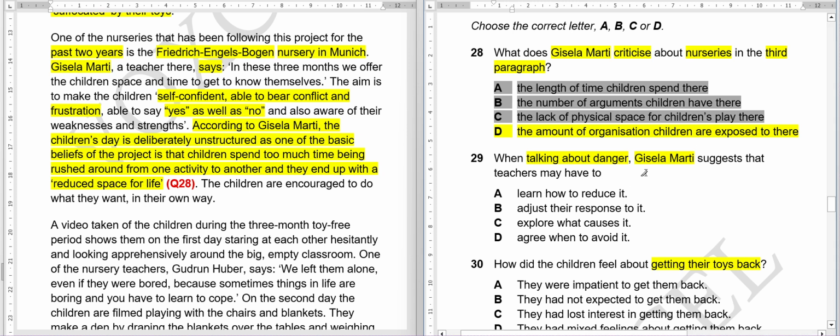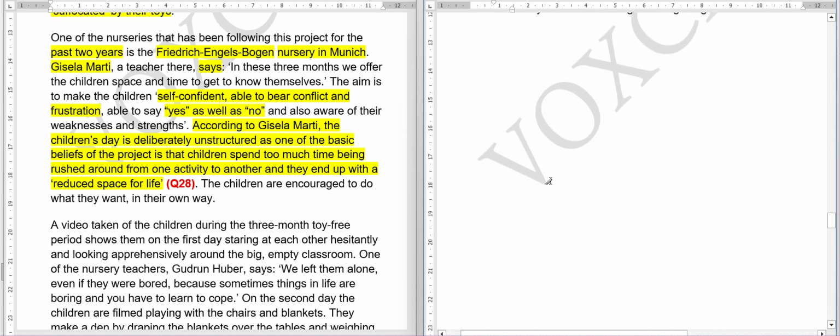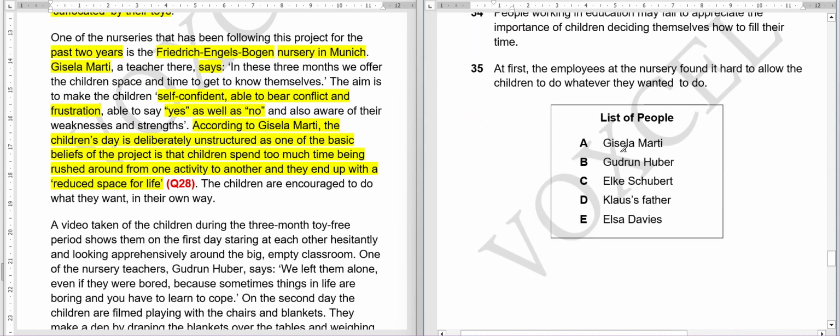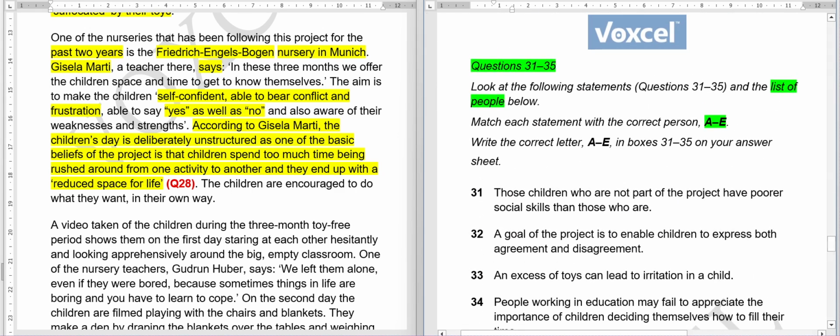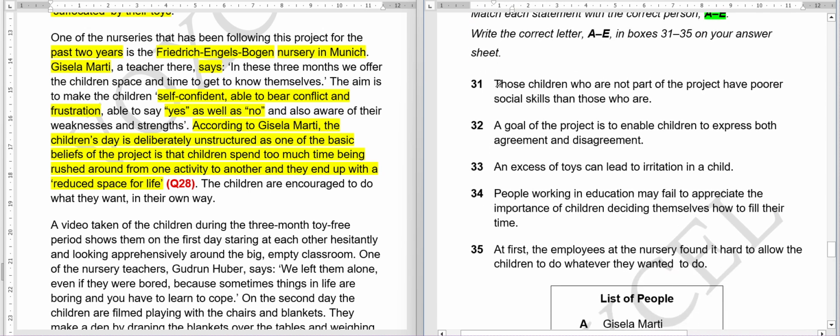Okay, talking about danger, Gisela Marti. There is no mention of talking about danger, so we don't have to worry about that. Now, let me change the color first. We will read all these questions, then I will give you around 10 seconds to tell me whether there is any answer here or not.